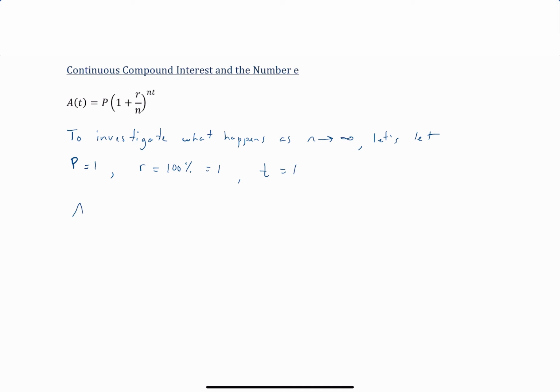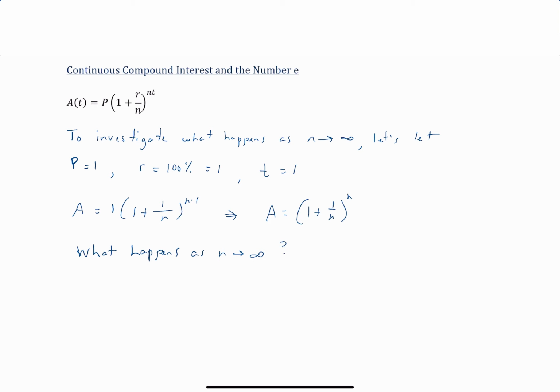So at that point, the amount that we would have after 1 year is the principal 1 times 1 plus 1 over n to the n times 1. In other words, the amount we'll have after 1 year is 1 plus 1 over n to the n power. Now, I know this is a silly example in a way, because who would invest just $1 and there's no way you're going to get 100% interest? But let's just go with this for right now because it simplifies the mathematics. And again, we're asking ourselves, what happens as the number of compounding times per year goes to infinity?